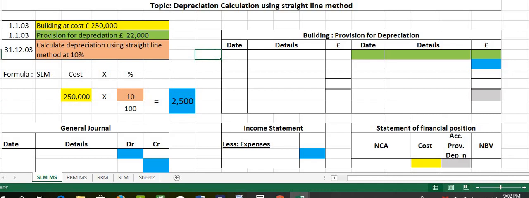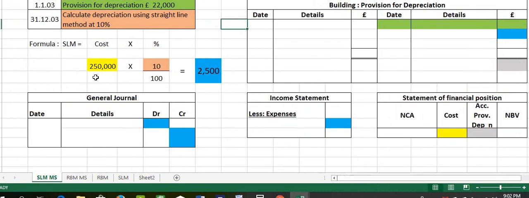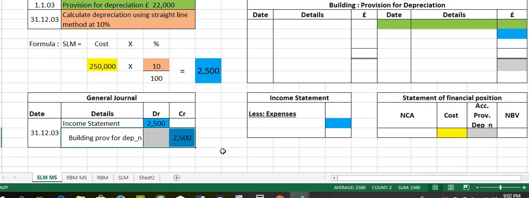Now, first of all, we should know how to post the double entry to a general journal. Usually, we take the end of the financial year date, and then we debit the income statement as calculated, 2,500, and credit provision for depreciation by 2,500.